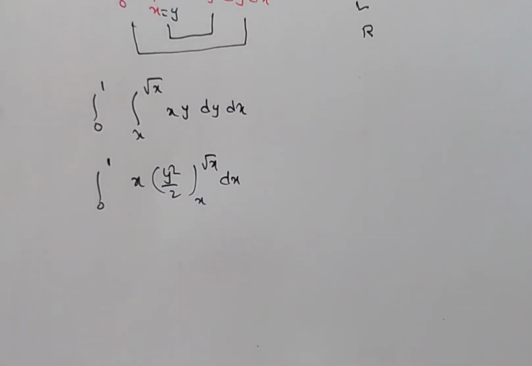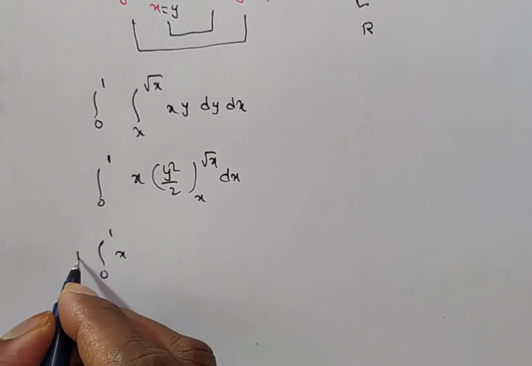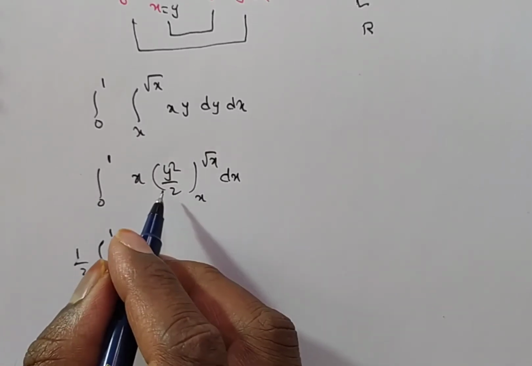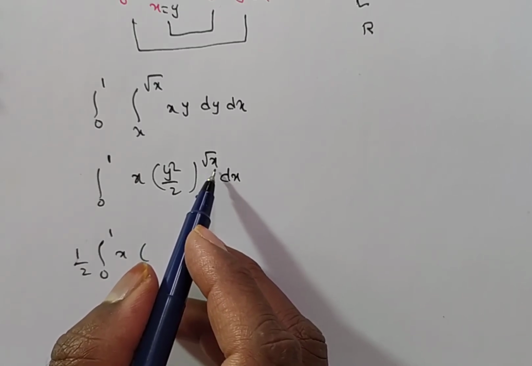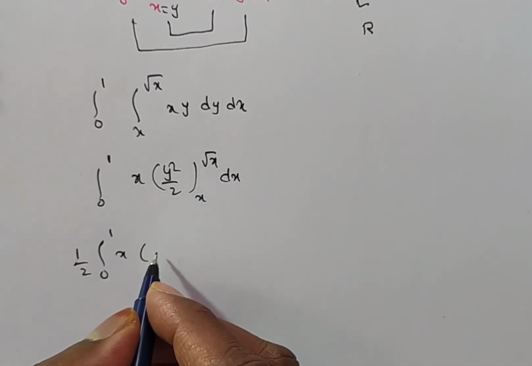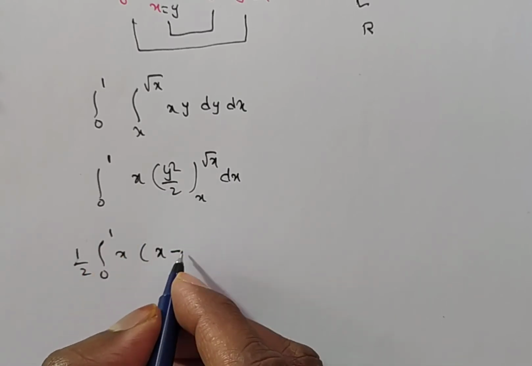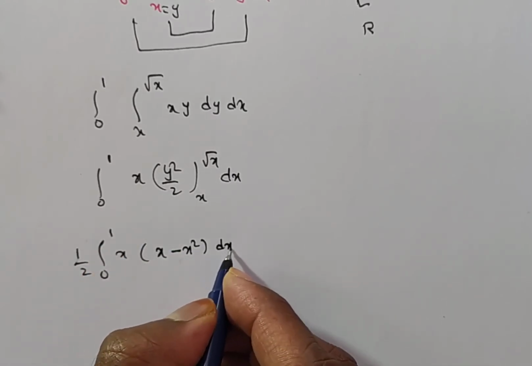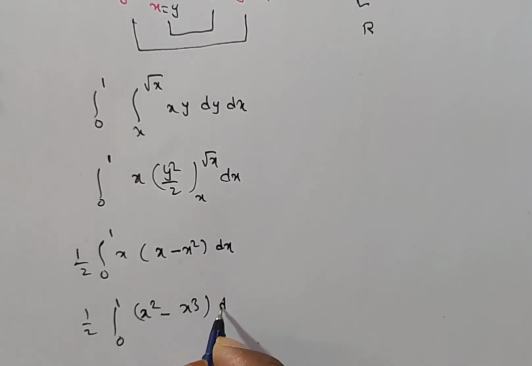Right. Now this is integral from 0 to 1 of x, and 1 by 2 I can write outside. Now for the upper limit, in place of y square we substitute root x. So what are you getting here? Root x whole square is nothing but x, minus, in place of y you are substituting x, so you will have x square, into dx. So 1 by 2 times the integral from 0 to 1 of x into x, which is x square, minus x into x square, which is x cube, into dx.